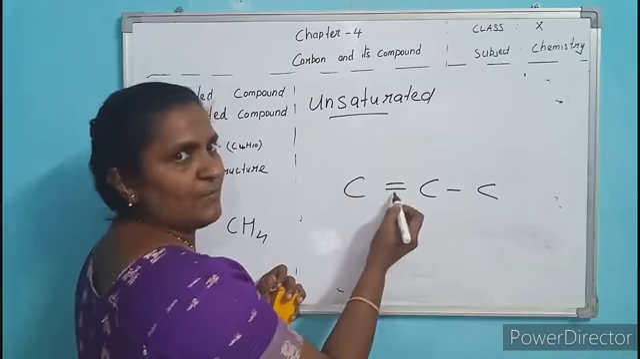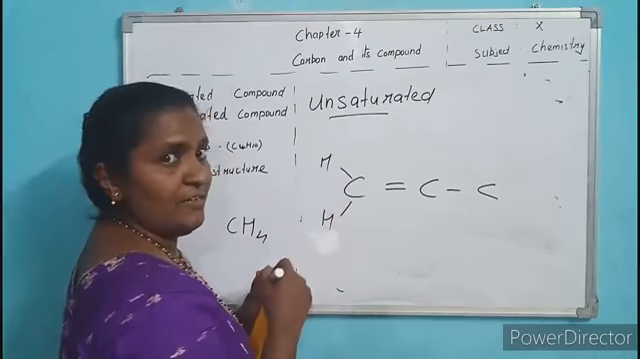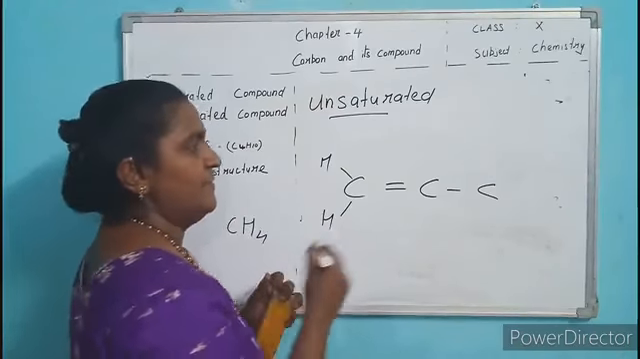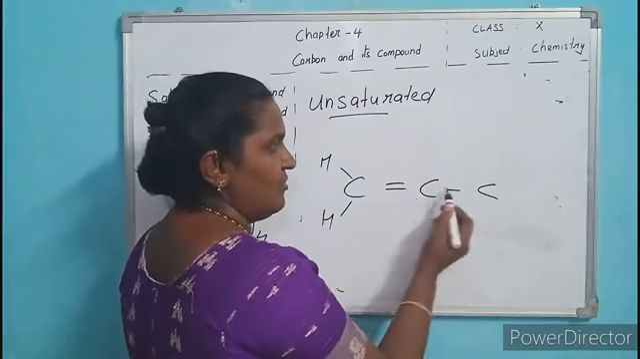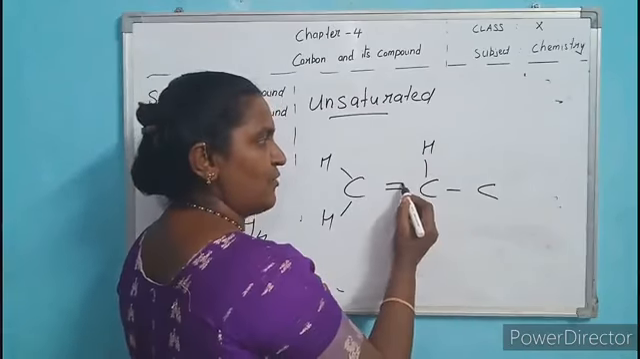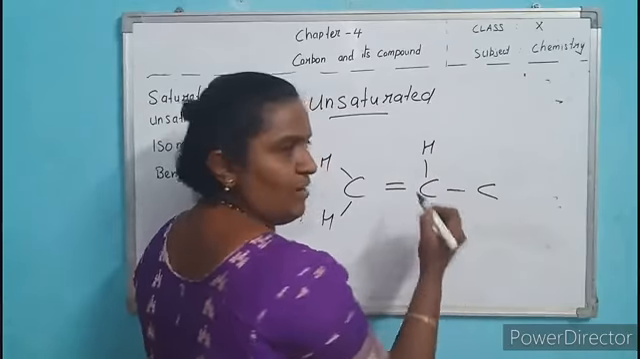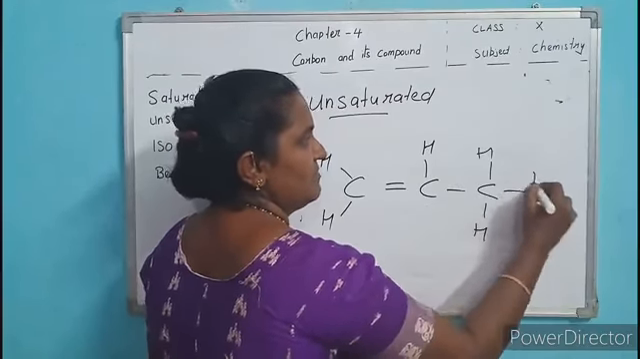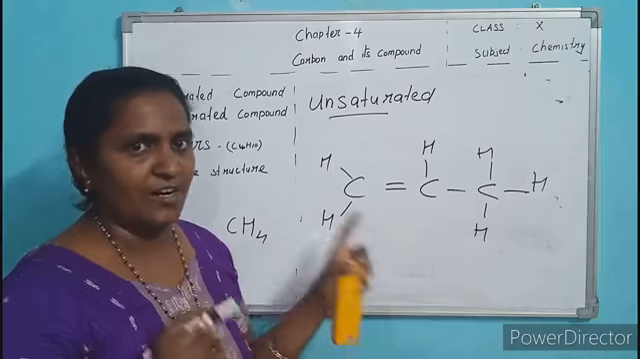Now count the bonds. This carbon has 2, more 2. Maximum how many bonds should be there? 4. This is compulsory, each carbon has 4 bonds. This carbon has 1, both sides you count, 1, 2, 3, so 1 more bond. Now it became 4, 1, 2, 3, 4. Around this carbon 4 bonds, and around this carbon only 1 bond is there. More 2, 3, 4. Over. This is another example of unsaturated hydrocarbon.